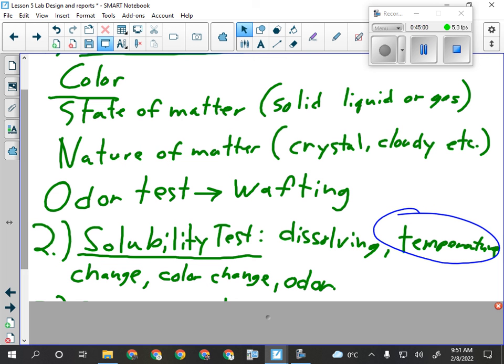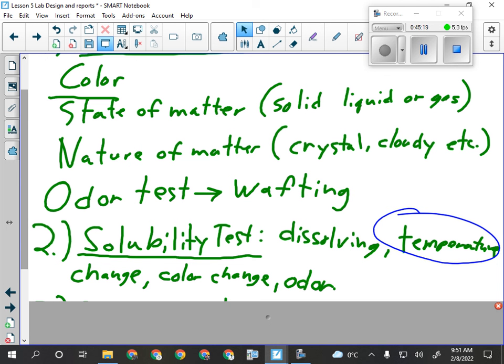Okay, you shouldn't get any change in odor. None of these should smell bad as a result of adding water. If they smell bad to begin with, they're still going to smell bad, but there should be no new smells as a result of adding water. But definitely temperature change, color change, and the look of the material.